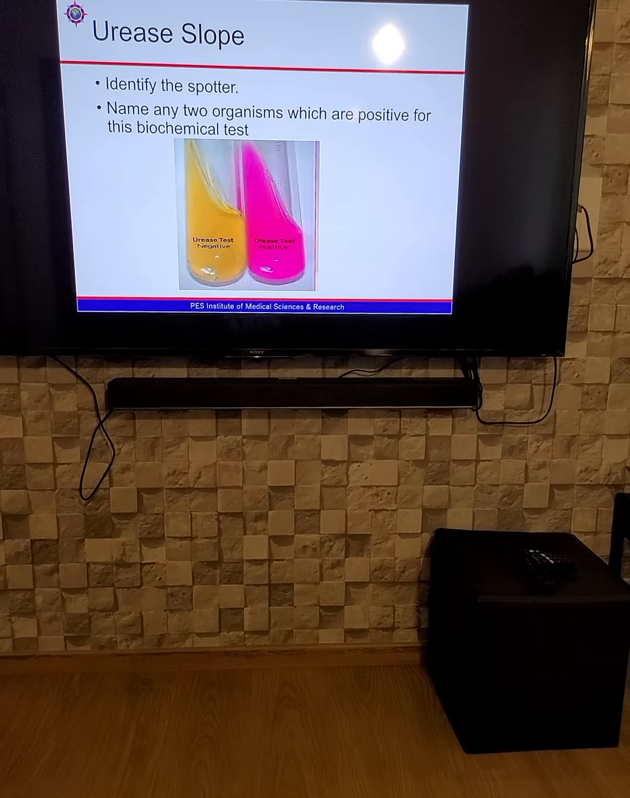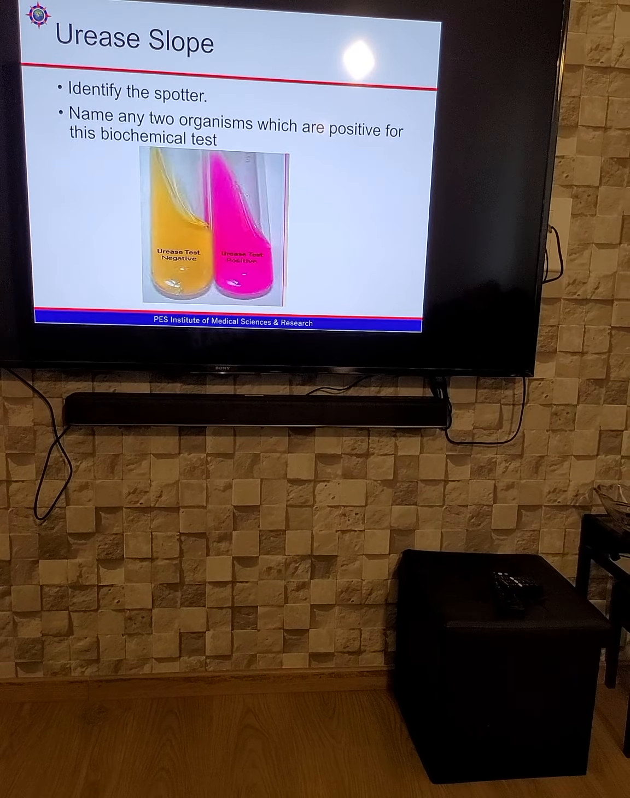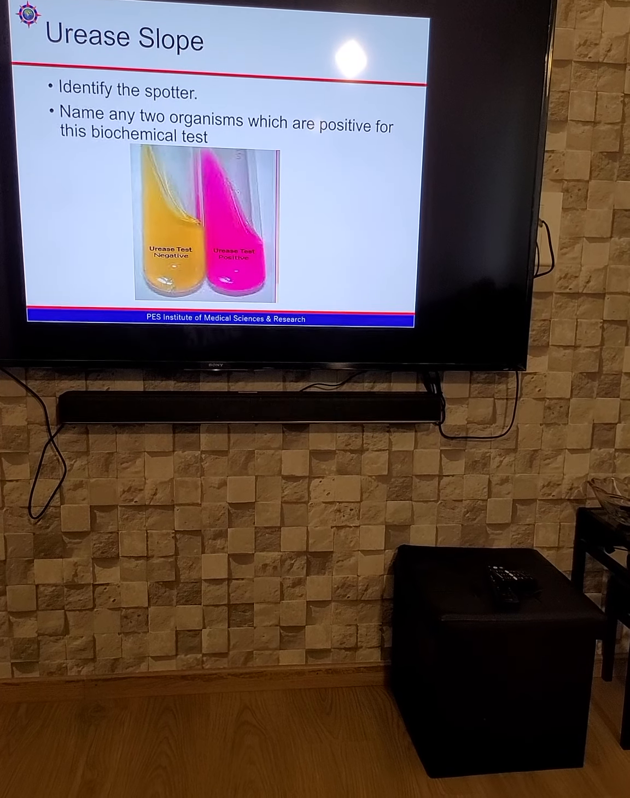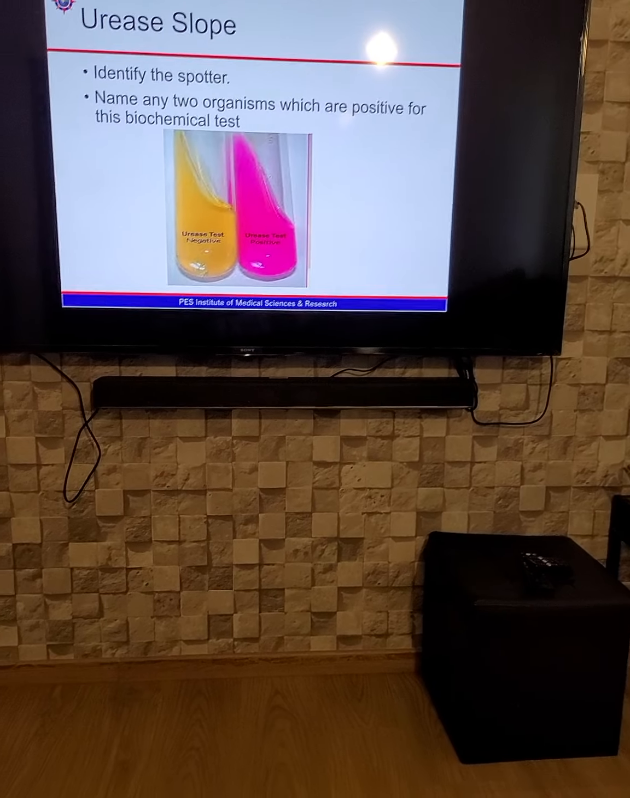The urease test contains peptone, agar, neutral red, phenol red, and urea. Highly urease positive organism, Proteus.